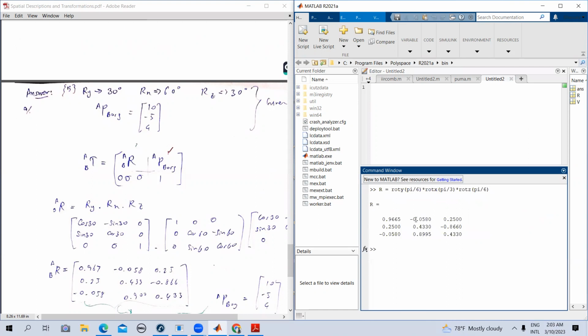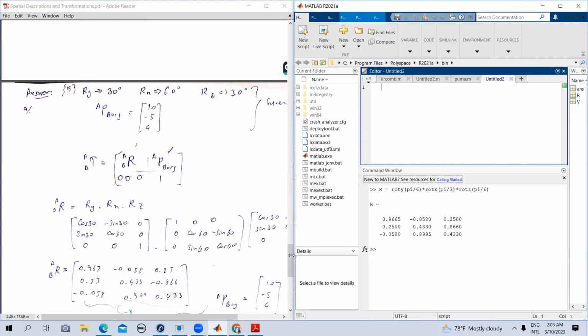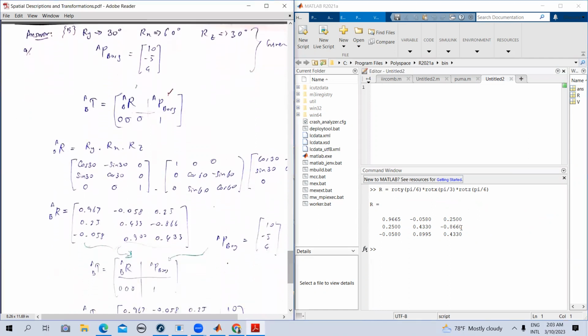Right, so now we have this matrix. I just used the command window so that I can compare these. You can see the rotation matrix that we got here. It's correct, right? We got 0.967, 0.058, minus 0.25, 0.25, 0.433. This is exactly what we got as the rotation matrix by our manual calculations as well. So now our first part, which is to obtain the rotation matrix, is done.